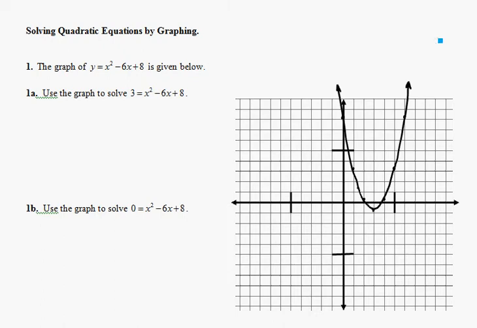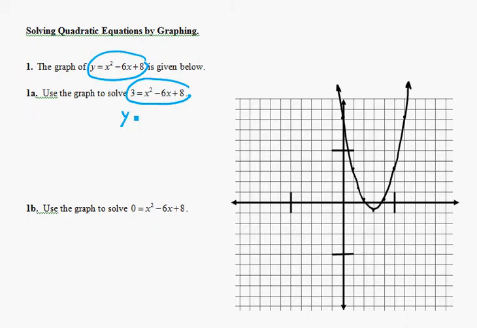Solving quadratic equations by graphing. The graph of y equals x squared minus 6x plus 8 is given below. Use the graph to solve 3 equals x squared minus 6x plus 8. Notice in 1a the difference between the equation here and the equation here.